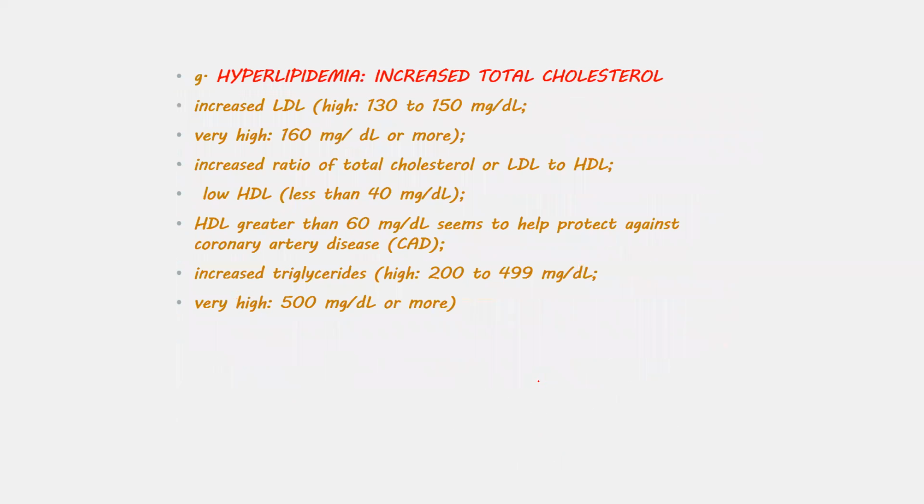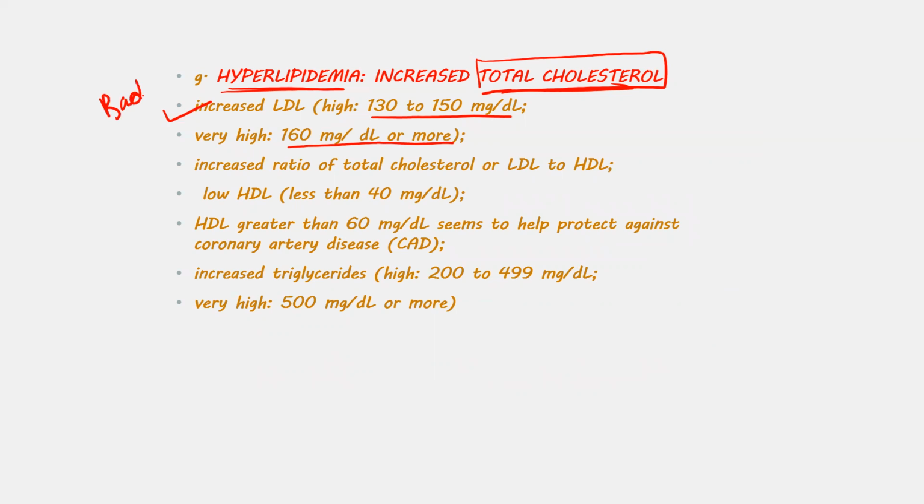Now moving on to the other risk factor, that is hyperlipidemia. Hyperlipidemia is a very important and major cause of coronary artery disease. In hyperlipidemia, there is an increase in the total cholesterol level. In total cholesterol, there will be an increase in the low density lipoprotein, that is 130 to 150 mg per deciliter, and this is high. When the level is 160 mg per deciliter or more, this will be very high LDL. So low density lipoprotein, the bad cholesterol, will be high in the patient.